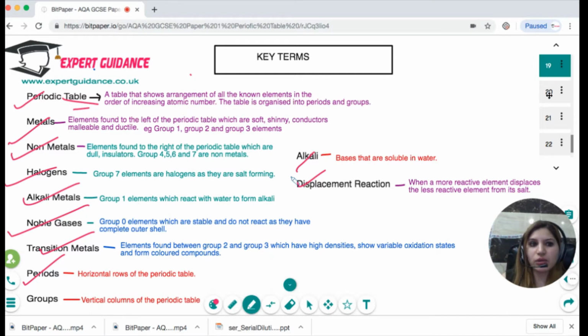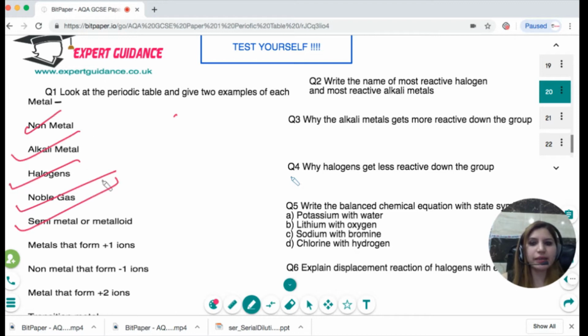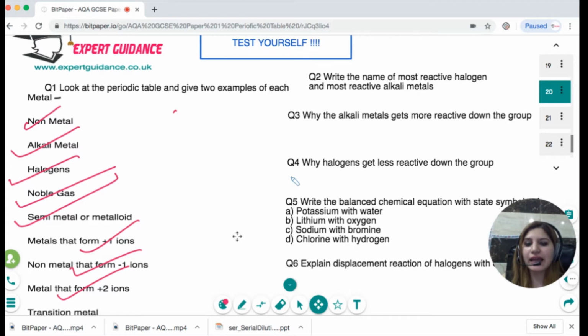Okay, so all these key points are clear to you. Now let's test yourself. Now you need to look at the periodic table and give me 2 examples of each: a non-metal, alkali metal, halogens, noble gases, semi-metal or metalloid, metal that forms +1 ion, metal that forms -1 ion, metal that forms +2 ions, and a transition metal.